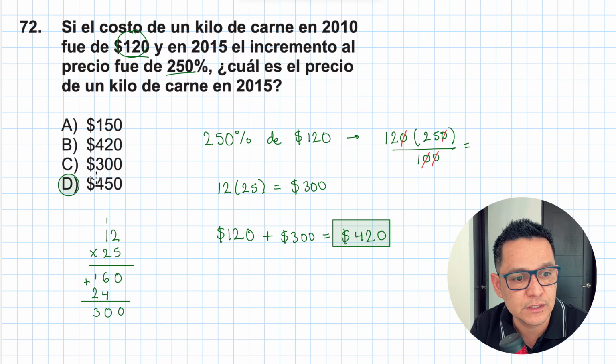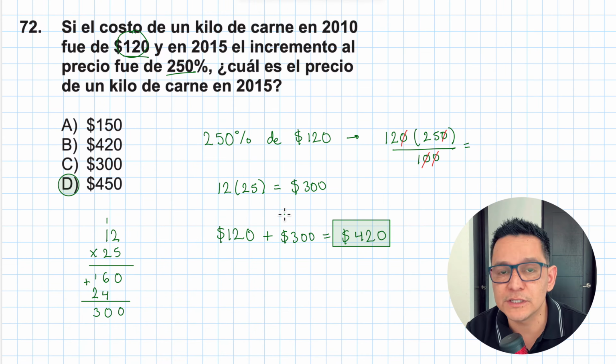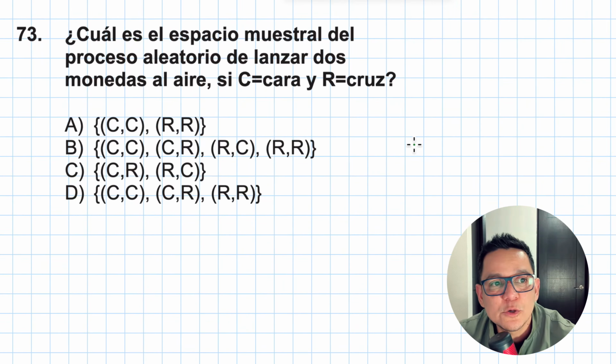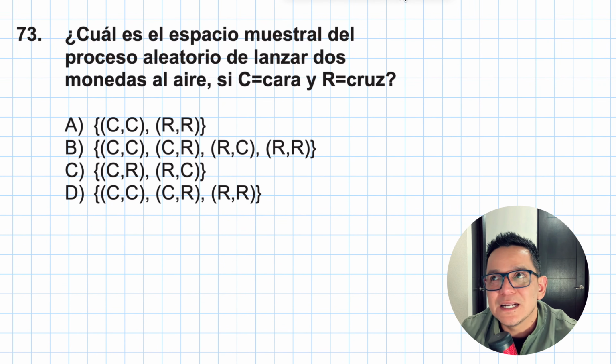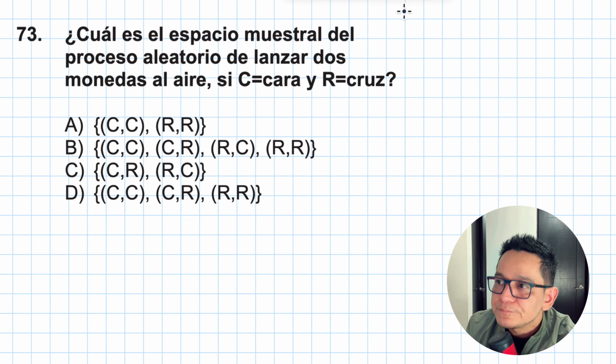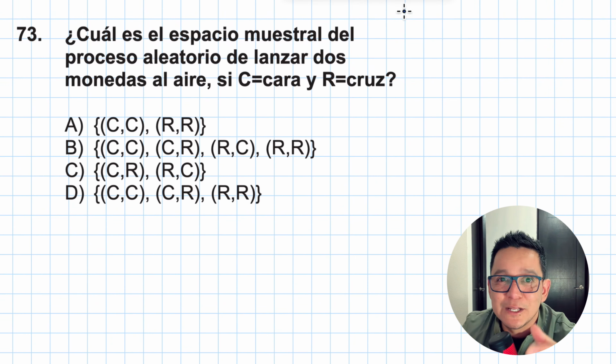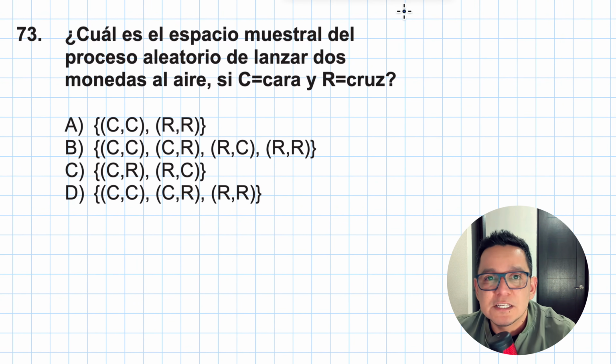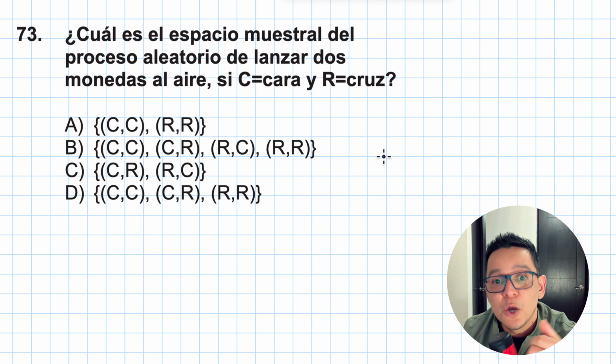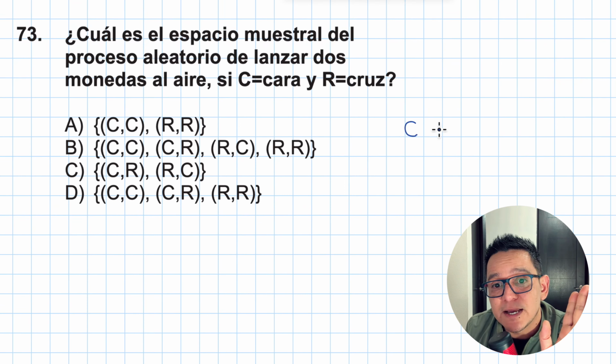All right, let's move on to exercise number 73. What is the sample space of the random process of tossing 2 coins in the air? If C stands for heads and R stands for tails, let's see. The sample space is the whole set of possibilities, in simple terms, of what can come up. When I toss one coin and then toss another, it could be that both come up heads, right?